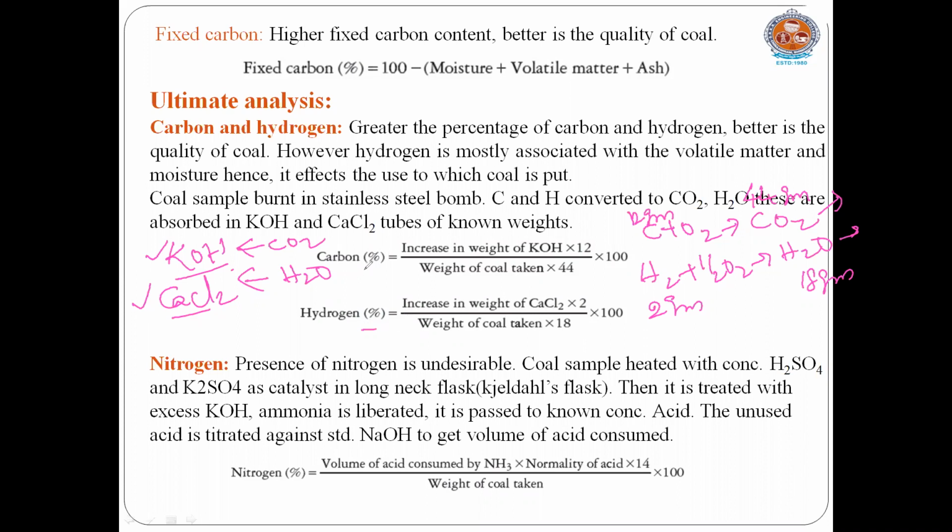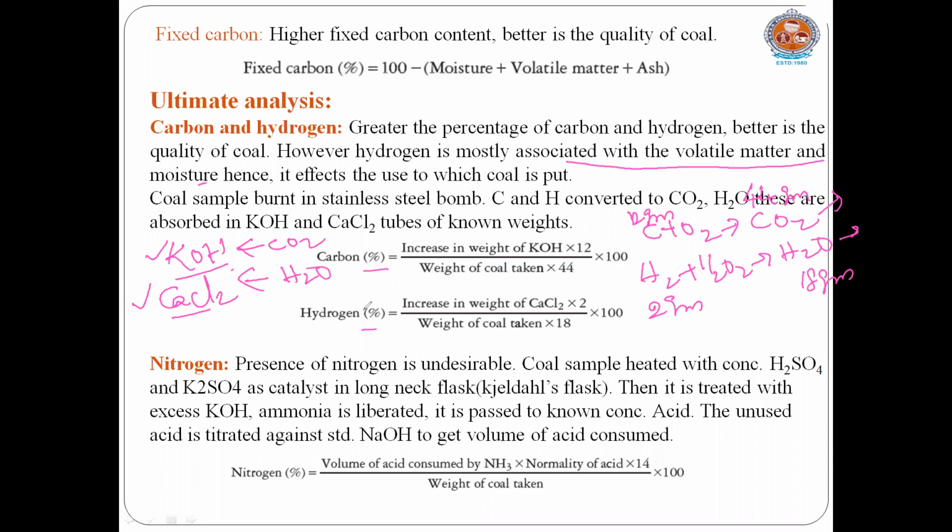Here, percentage of carbon, we already know that percentage of carbon increases the calorific value, and it gives the ranking of coal also. Percentage of hydrogen, basically hydrogen has calorific value, but mostly the hydrogen is associated with the volatile matter and also moisture, so that it affects the coal when it is used in particular applications.